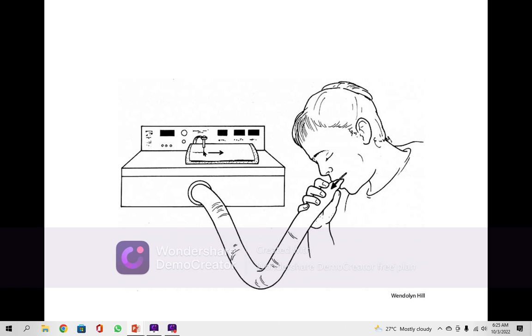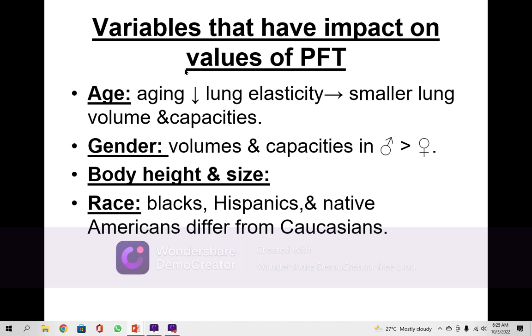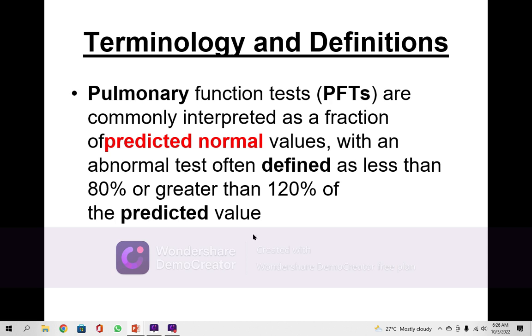It's like electrocardiography. The variables that impact the PFT are, first, age. You know that with age it is directly proportional; it reduces lung capacity and elasticity, giving smaller lung volume. Then gender: volumes and capacities, etc.; male has more capacity. Then body height and size, and race, like blacks and Hispanics. Americans are different from Caucasians.